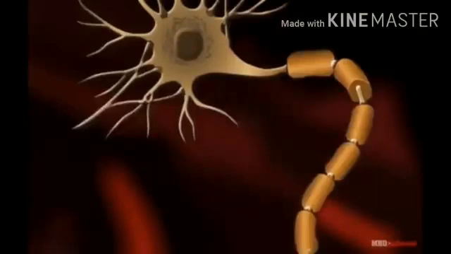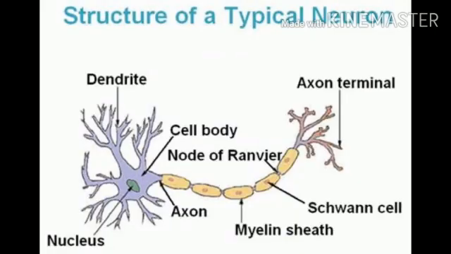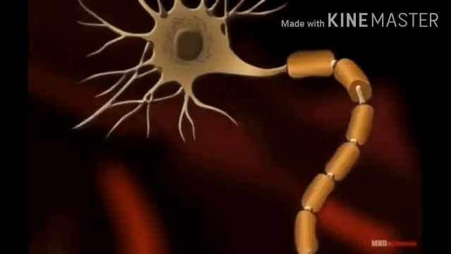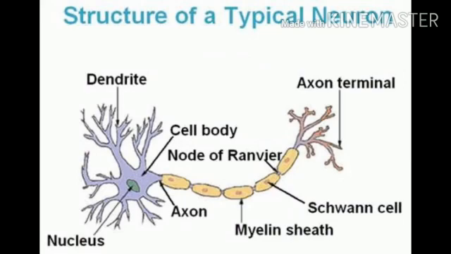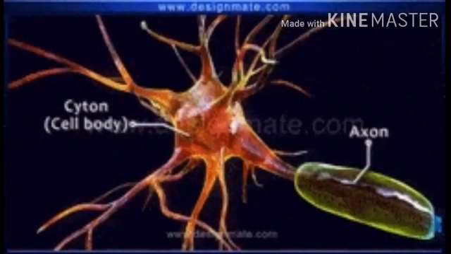The structure of a neuron consists of three basic parts: the cyton, the dendrites, and the axon. The cell body is divided into three. First, the cyton. The cyton is called a cell body or a perikaryon.